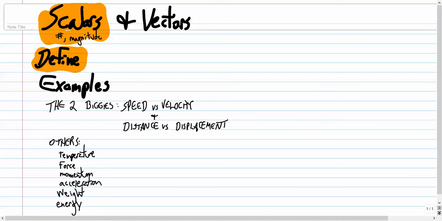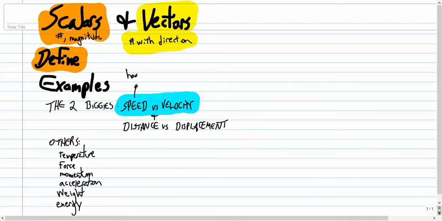A vector, on the other hand, is also a number, but it's with a direction. So a scalar is a number, and a vector is a number with a direction. So the two big ones that you hear most often in physical science, one of them is speed versus velocity. So speed is just how fast, and that is just a number, like 60 miles per hour. So that is a scalar.